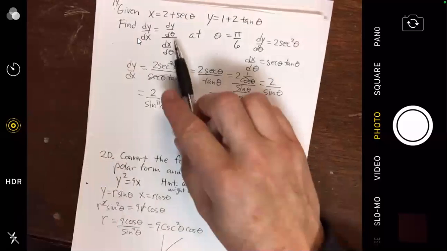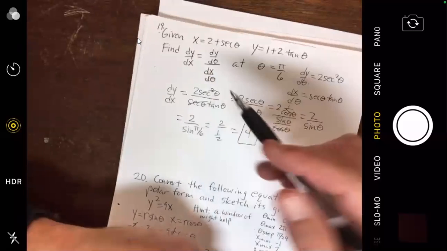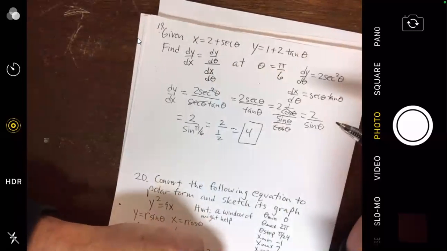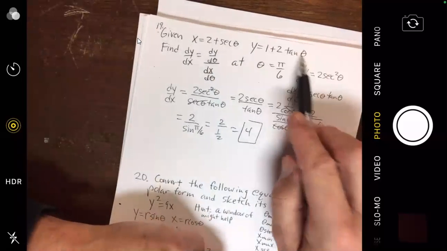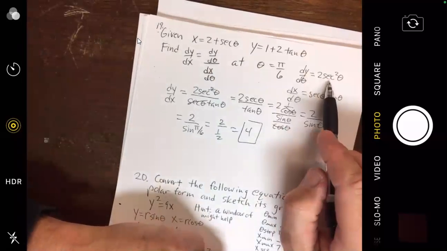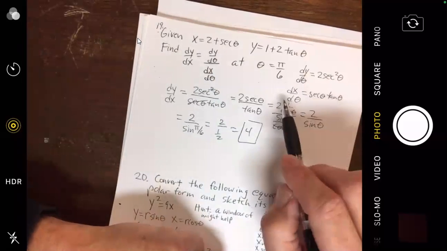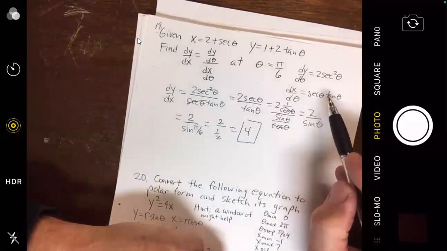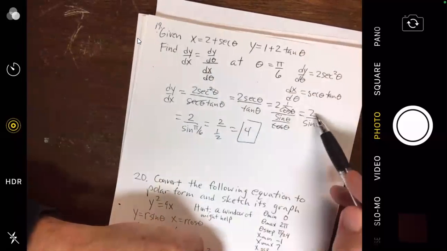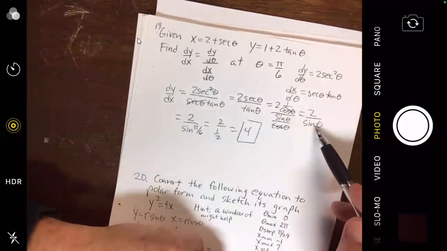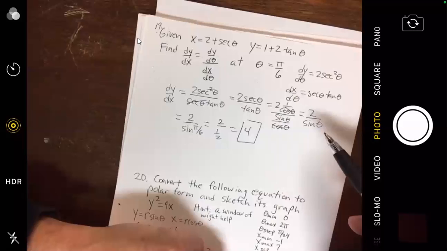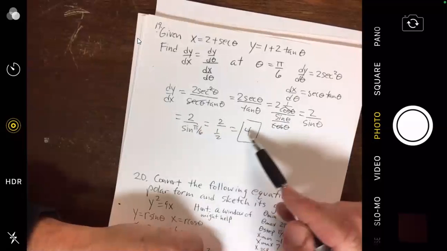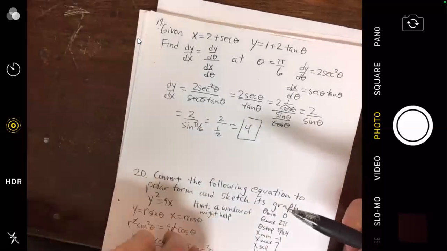19, they want you to find dy/dx, and you do it from the direct y derivative, the direct x derivative, and plug in pi over 6. So your y derivative is 2 secant squared, the derivative of tangent is secant squared. Your x derivative is the derivative of secant, which is secant tangent. Plug and chug, and I wind up with 2 over sine. Plug in pi over 6. 2 over sine of pi over 6 is 2 over a half. Flips around. Wind up with a 4.